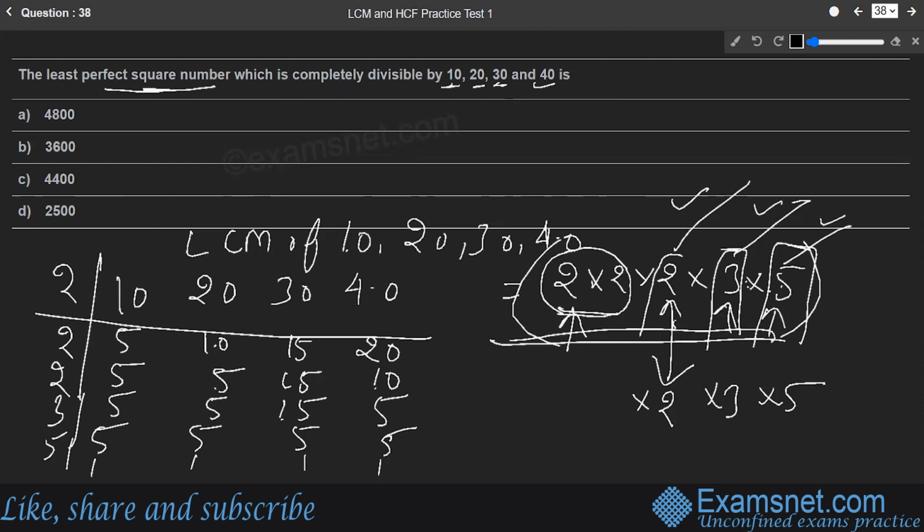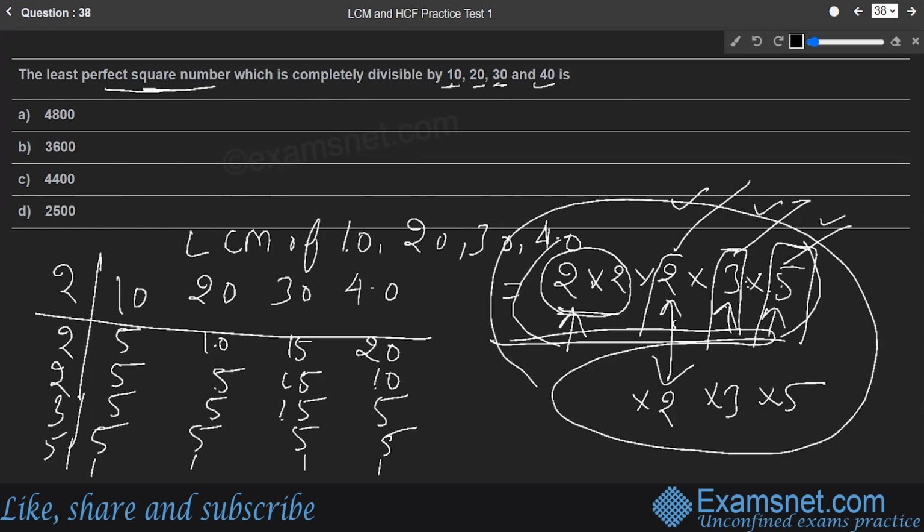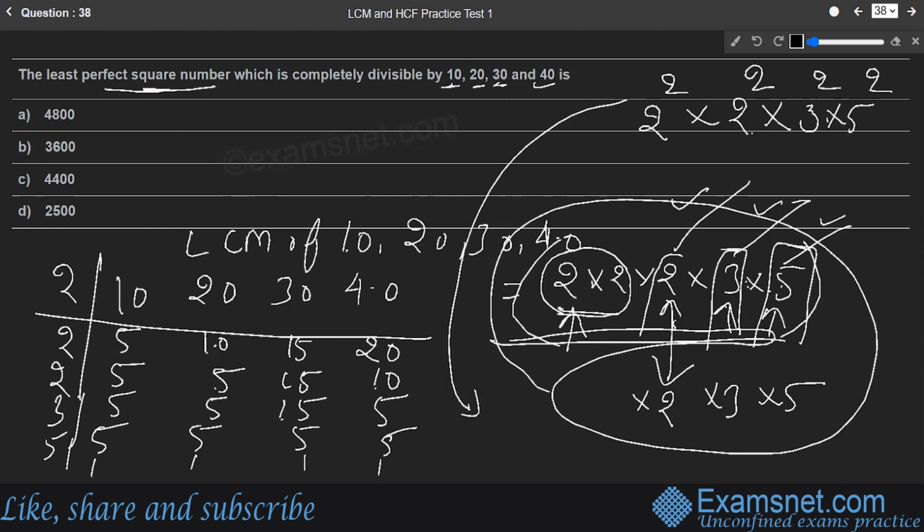So this whole product is the perfect square that you are looking for. If you multiply it together, it is going to be 2 square, then again a 2 square complete pair, then a 3 square complete pair, and a 5 square complete pair. If we solve this, the product finally comes out to be 3600. So that is the right answer, which meets the condition. Answer is 3600.